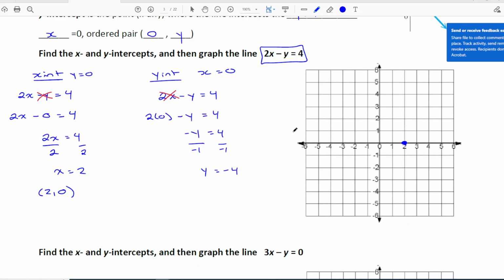And again, this is a point in and of itself. It has an x value of 0 and a y value of -4. So I have a point down here, (0, -4).